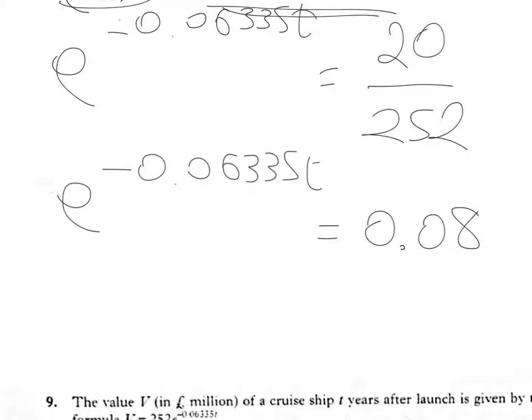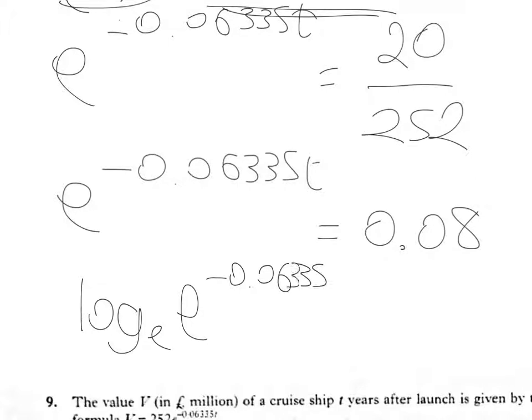I'm kind of flush here, there's nothing in front of e, so I'm ready to take natural logs of both sides. So I would communicate that to the examiner. So log to the base e of e to the minus 0.06335 t is equal to log to the base e of 0.08.